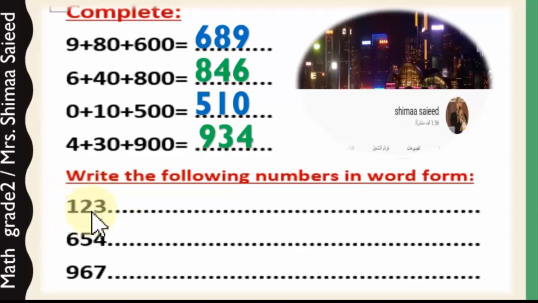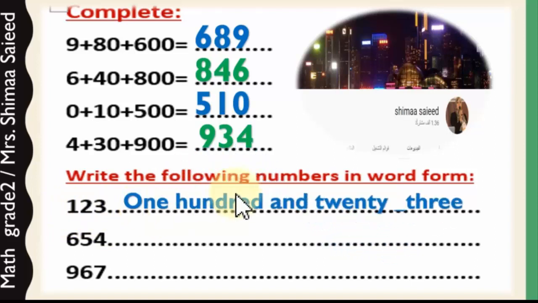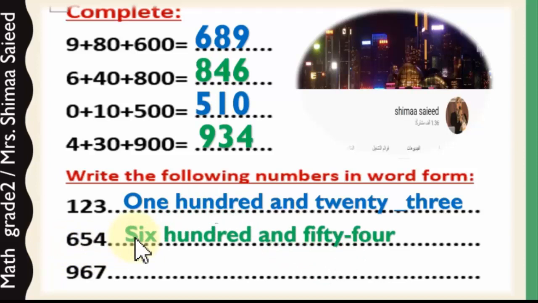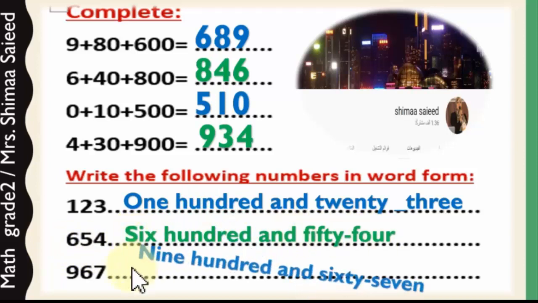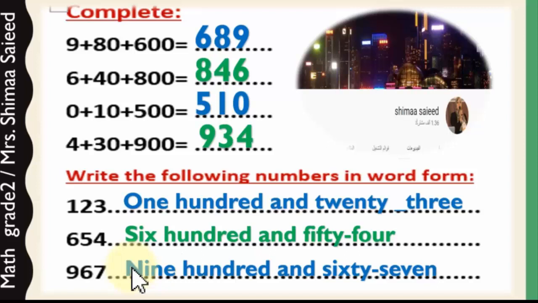Now write the following numbers in word form. This is standard form and we want to write the number in words. So we will write 123 in letters. 654. Write in letters. 967.